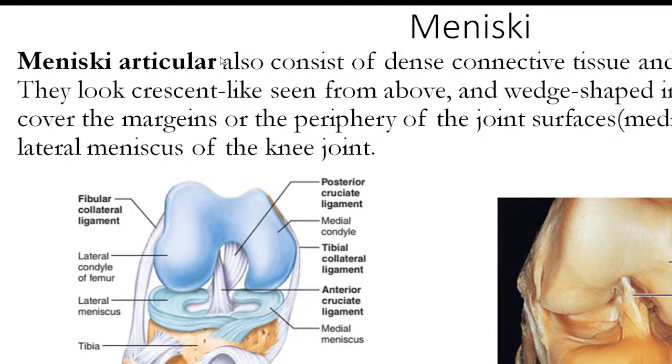Menisci, the articular meniscus, also consist of dense connective tissue and fibrous tissue. They look crescent-like seen from above, and wedge-shaped in profile, and they cover the margins or periphery of the joint surface.